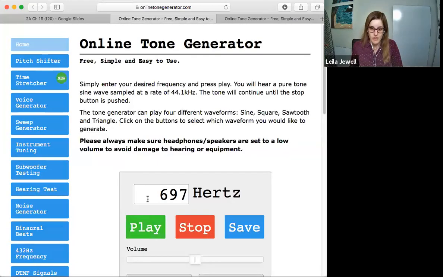So there's this online tone generator. So 697 hertz, by the way, if you don't like tones, you may want to tune this part out. But hopefully it's not too loud. There we go. It's a little bit choppy. That's 697 hertz. Now we could add in 1336 hertz.